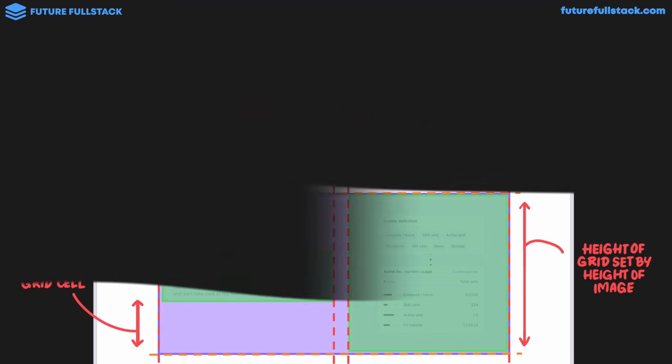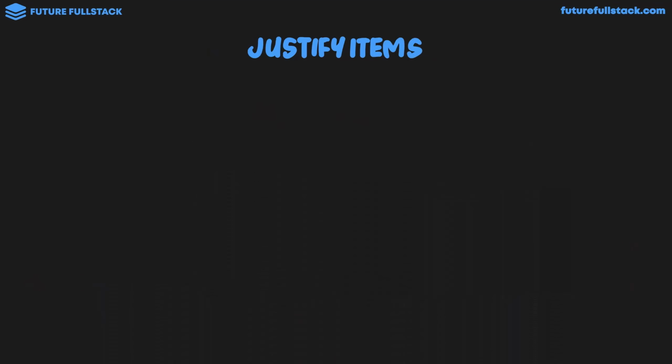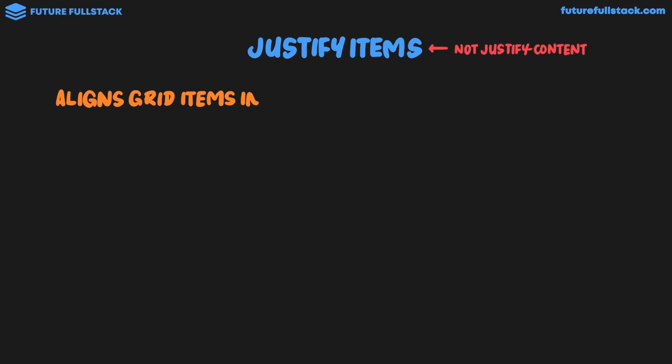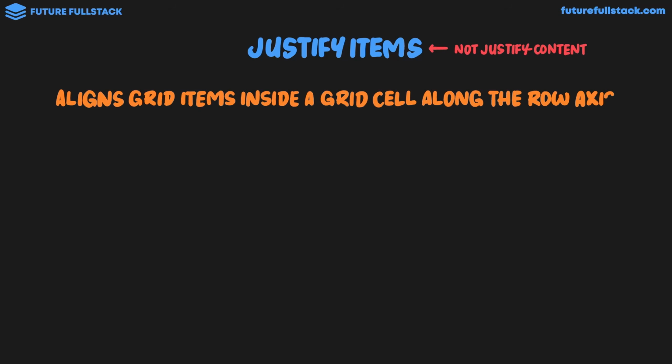So let's check out the first property, Justify Items. Just a note, this is not Justify Content, which we saw in Flexbox. Justify Items aligns grid items inside a grid cell along the row axis. The CSS property looks like this, where at the moment the value start is being used.